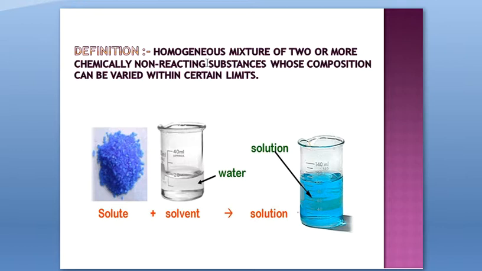They are chemically non-reacting substances whose composition can be varied within certain limits, increasing the volume of the solvent, increasing the amount of the solute, making it more concentrated, making it more dilute, making it less concentrated. You can vary that composition within certain limits.